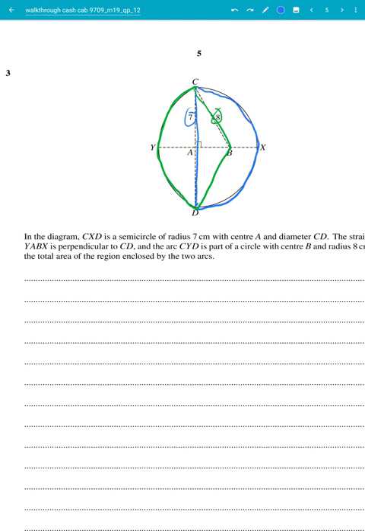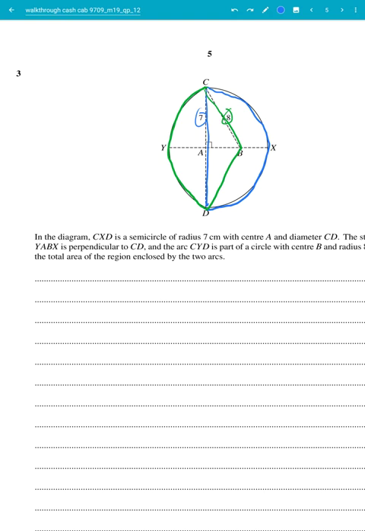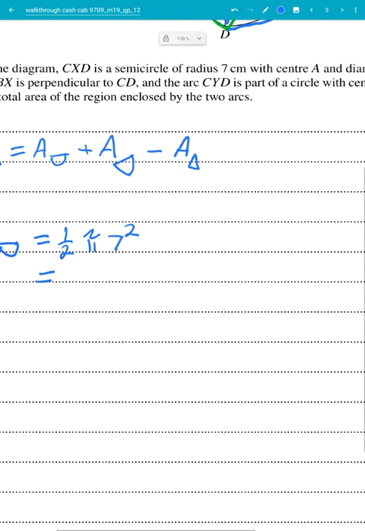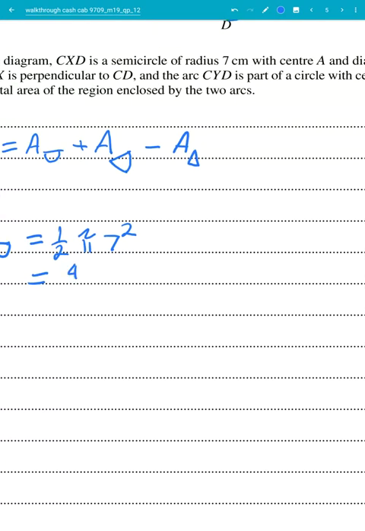Remember, follow our steps. So our formula here that we're going to look for is area of the shape is area of the semicircle plus area of the sector minus area of the triangle. And now you just plug these in. So area of the semicircle is 1/2 pi 7 squared. So it's going to be 49 pi over 2.